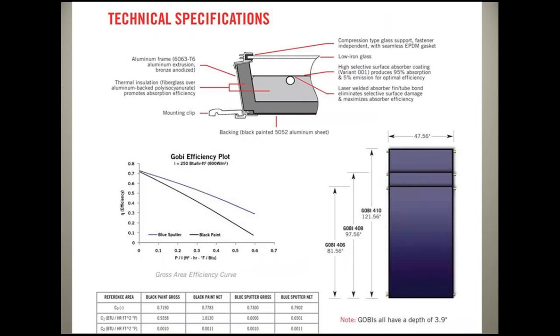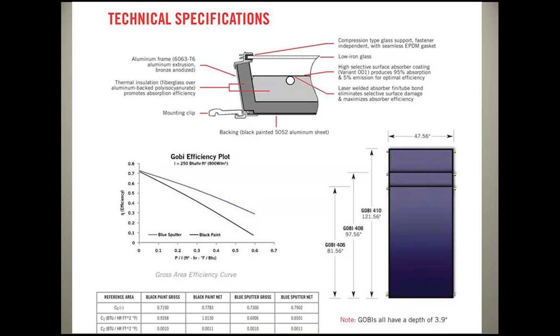It's a piece of glass, and then this absorber, and then this is highly insulated material. This is the tube that's been brazed onto this collector surface. And they come in different sizes, 6 foot, 4 by 6, 4 by 8, 4 by 10, pretty good size pieces. And this is the efficiency plot.